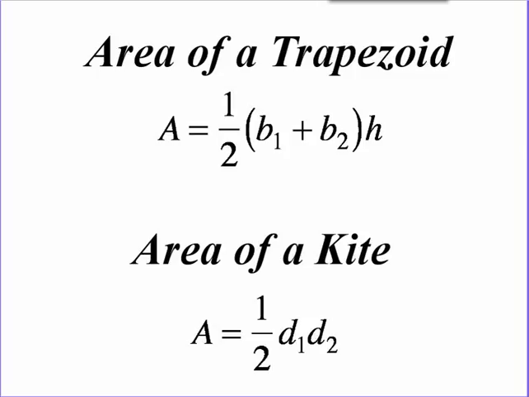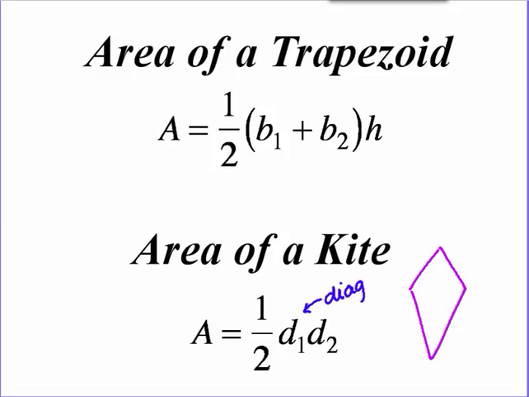But the area of the trapezoid is 1/2 times B1 plus B2 times H, and then the area of the kite is 1/2 times D1 times D2. As you're writing that down, I want you to tell me what you think D1 and D2 are. Diagonals. That's right. D1 means diagonal.